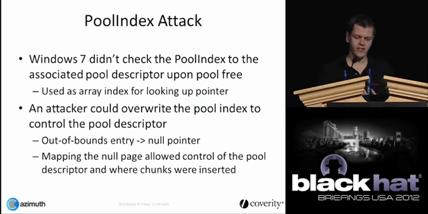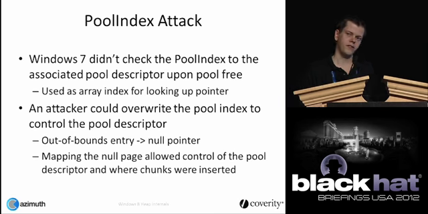So I think this is the last attack that was on Windows 7. Windows 7 didn't check the pool index for a pool chunk. The pool index basically defines what pool descriptor a pool chunk belongs to. And since it's an index, it looks up in an array of pointers which point to these pool descriptors. So what you could do on Windows 7 is simply reference an out-of-bounds value in this array, and that would dereference a null pointer.